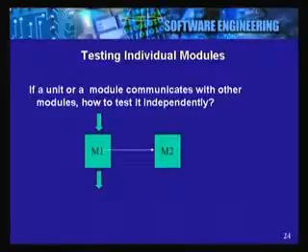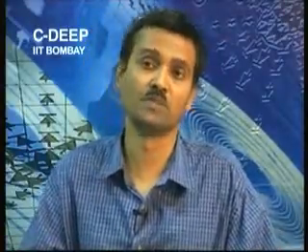If M2 is ready, this becomes an integration test. That means you are going to test M1 by integrating M2 with it, probably by linking M2. It could be a library module, you can link M2 with M1, the actual implementation of M2, and then M1 can actually call M2 if it is ready. But if M2 is not ready, how are you going to test M1?